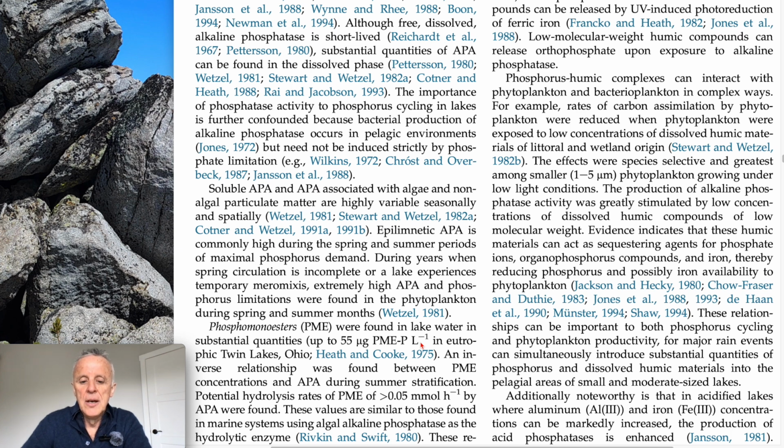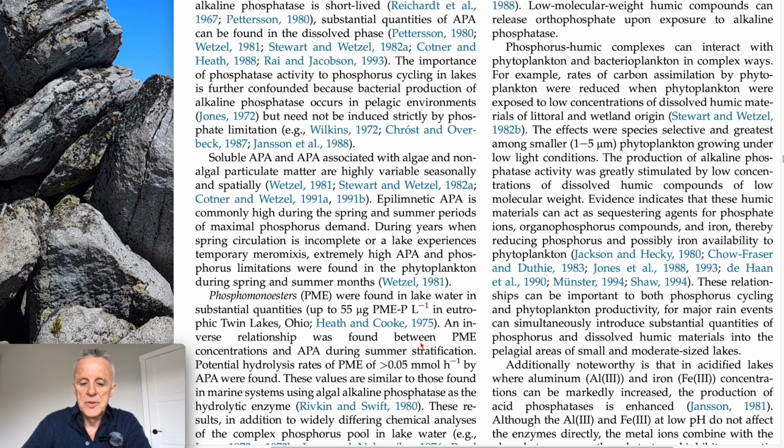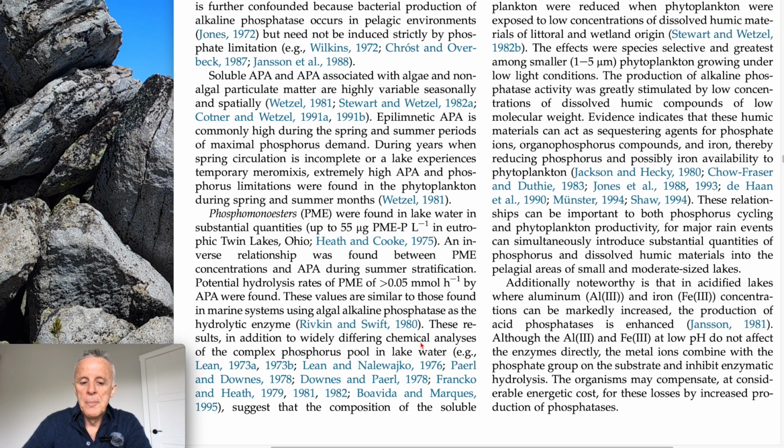Phosphomonoesters (PME) were found in lake water in substantial quantities, up to 55 micrograms of PME phosphorus per liter in eutrophic Twin Lakes, Ohio. An inverse relationship was found between PME concentrations and APA during summer stratification. Potential hydrolysis rates of PME greater than 0.05 millimoles per hour by APA were found. These values are similar to those found in marine systems using algal alkaline phosphatase as the hydrolytic enzyme.